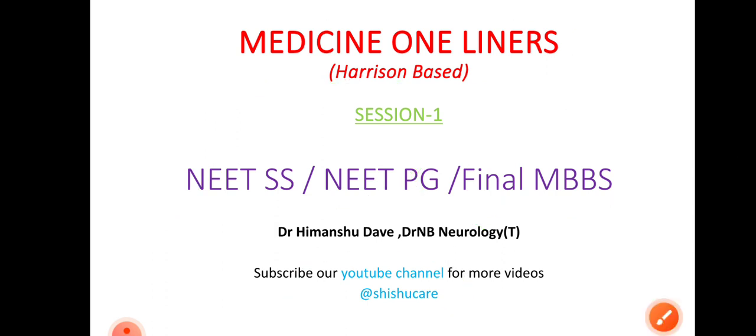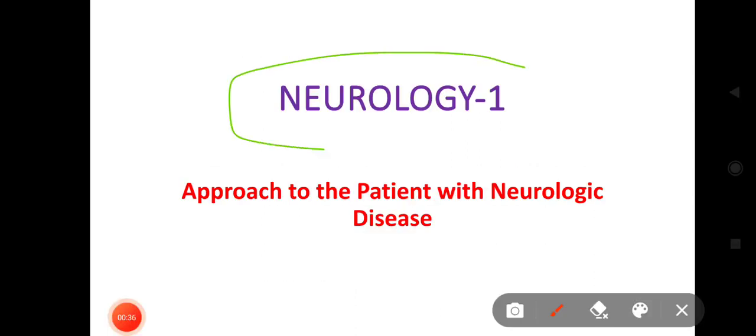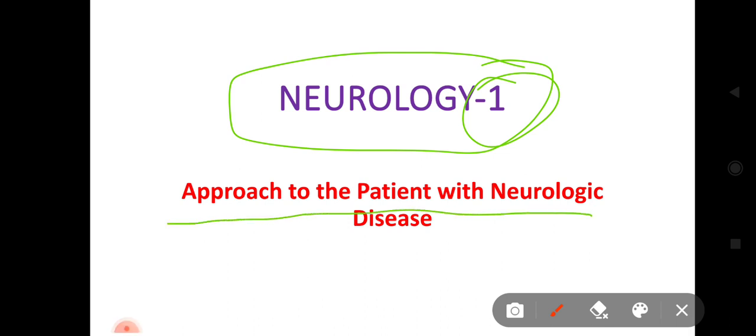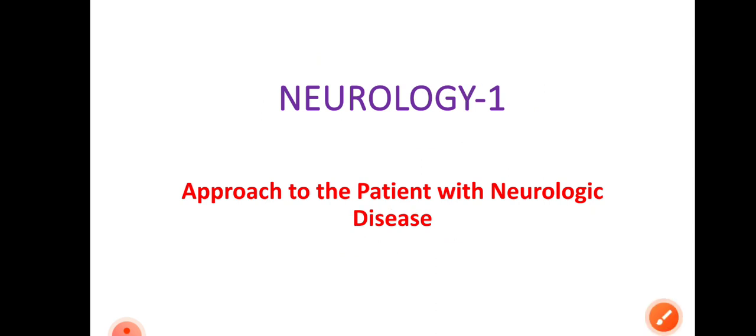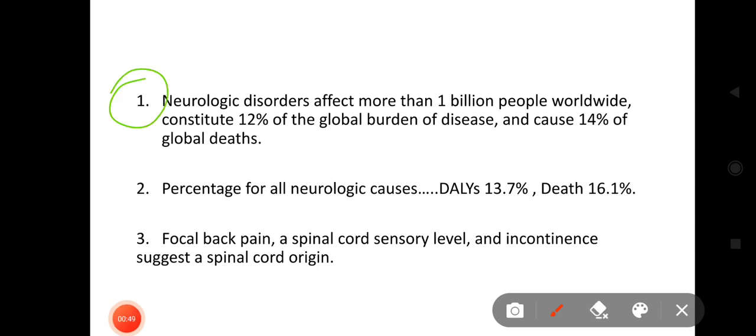So we will go topic wise, system wise, and then topic wise. First we will start with neurology. This is the first session in neurology, and the chapter is Approach to the Patient with Neurologic Disease. Each and every word of this video will be from the latest edition of the Harrison textbook only. So let's begin without wasting any time.